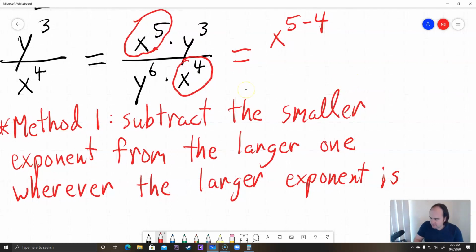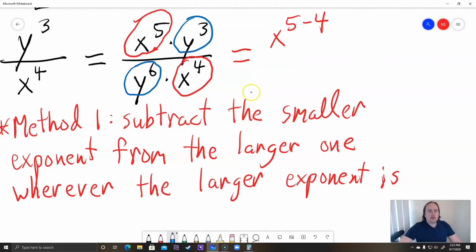Now we do the same thing for the y's. Looking at y to the 6 and y to the 3, we know that 6 is bigger than 3, so we're going to subtract. We're going to do y to the 6 minus 3, but it's going to be on the bottom.